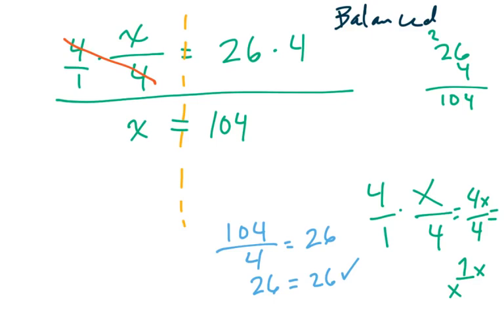Okay, so you might have to watch this again. When it's x divided by something, the inverse is multiplying by that same thing. And then those cancel out and you just get 1x. But we just write x. Okay? So this is part 2.